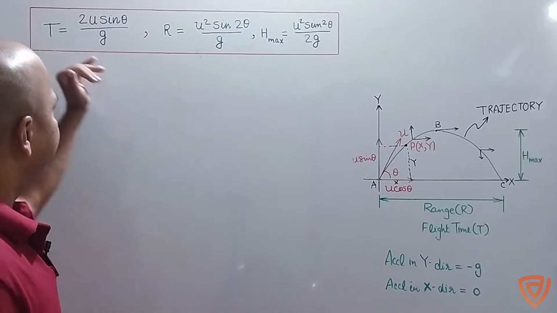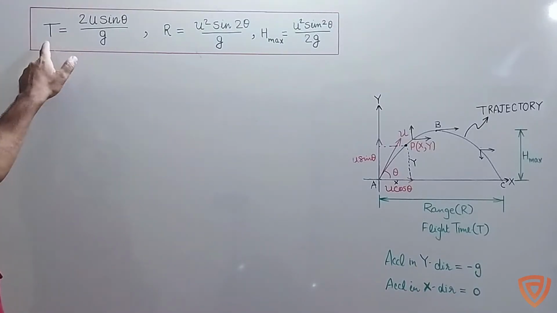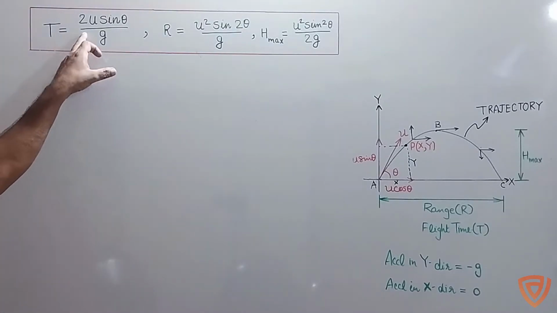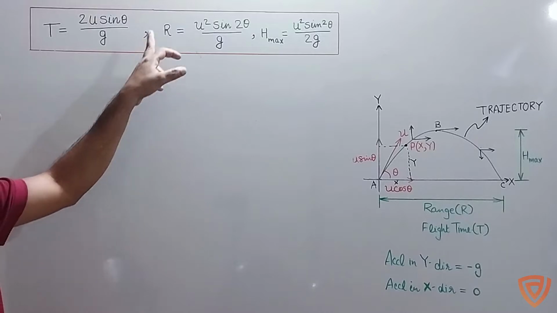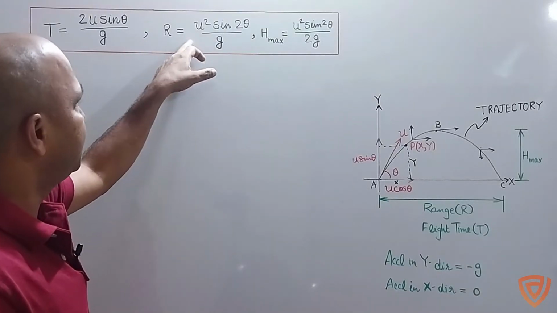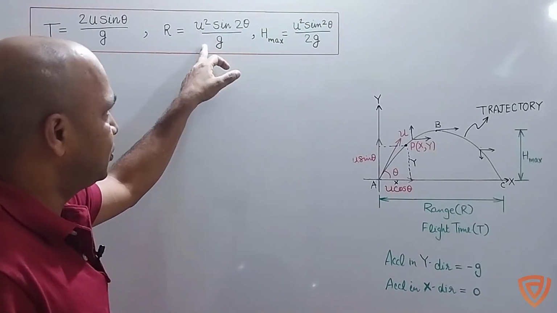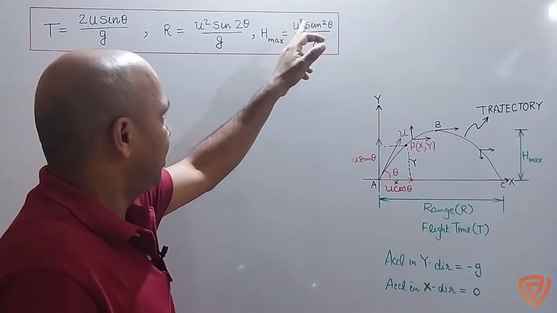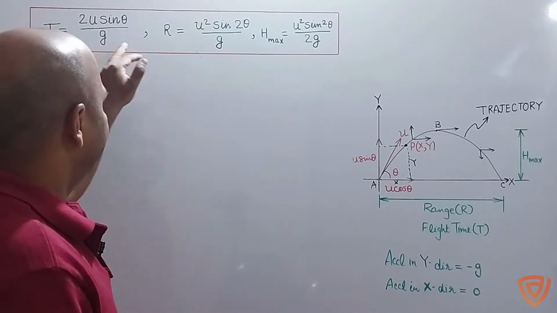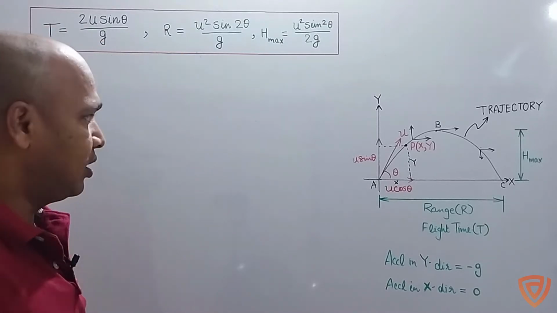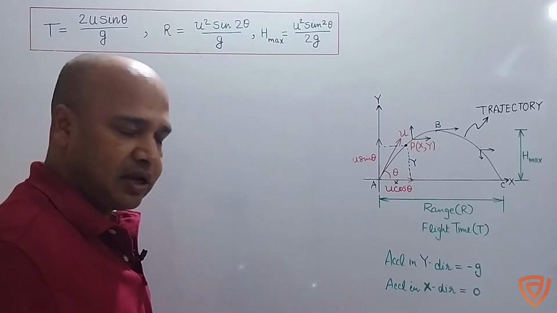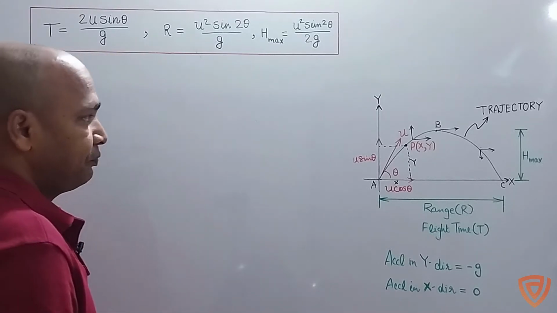I have written the formulas. For flight time, T is equal to 2u sin theta by g. R is the range, which will be u square sin 2 theta by g, and maximum height will be u square sin square theta by 2g. These are the three parameters for projectile motion, and the trajectory equation I will do later on.